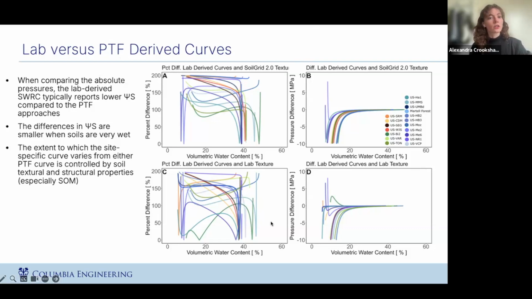We can make some general conclusions here as well, but I would say the most important thing to notice is that the extent to which the site-specific curve varies from either pedotransfer function curve is controlled by soil textural and structural properties, specifically soil organic matter. We don't have it distinguished on this figure which sites are high in organic matter, but just trust me when I say, if a soil is high in organic matter, it's probably not going to be correctly represented by the pedotransfer function, which makes sense because organic matter is not an input in the pedotransfer function. It is just not taking that into account.